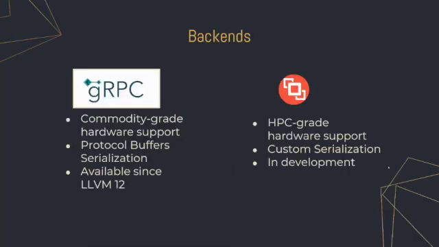During our work, we used two backends. The first one that we worked with was gRPC. We started off with it because it was simply easier to use, and it only required commodity-grade hardware, so it was easier to work with. Because we were using gRPC, it comes with a default serialization library that's pretty hard to remove. So we use protocol buffers for serialization, and this backend is publicly available and has been upstreamed into LLVM, and it's available since LLVM 12 under one of the CMake flags.